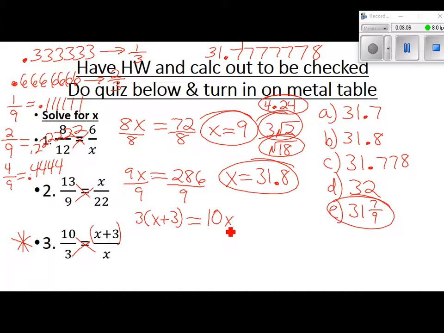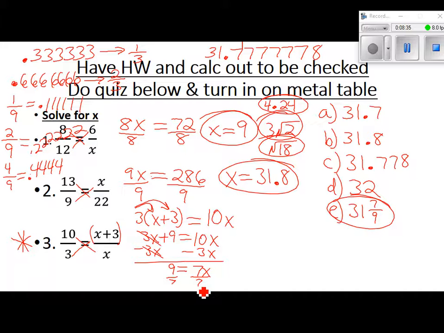How do I start to solve that? 3x. Distribute. Evan says it gives us 3x plus 9 equals 10x still. Now what? Minus 3x on both sides. What's that leave you with on the left-hand side? On the right-hand side? Just 7? Now what do you do? Divide by 7.